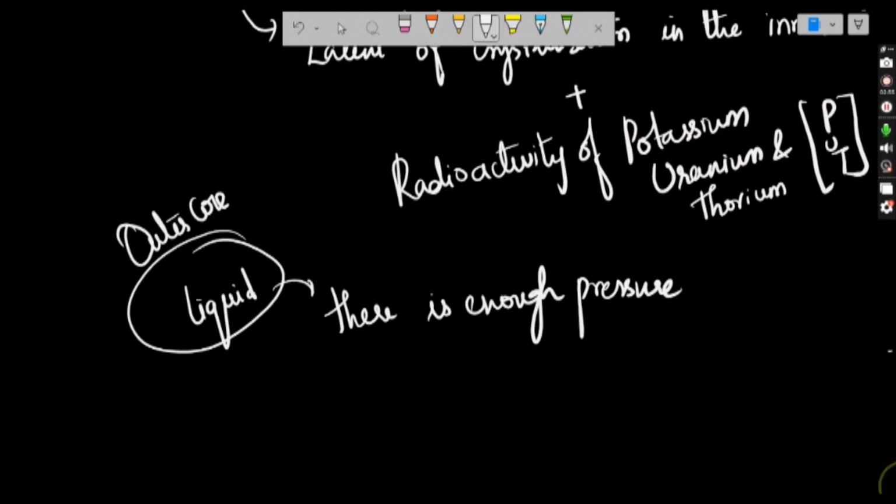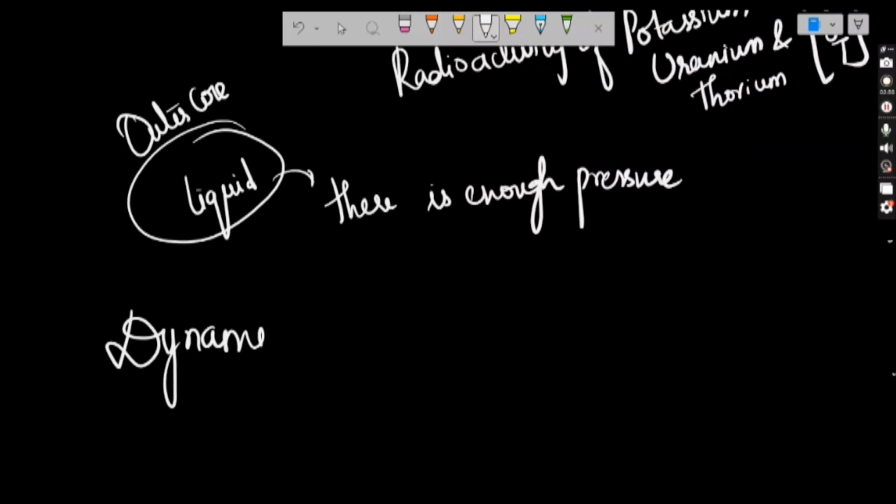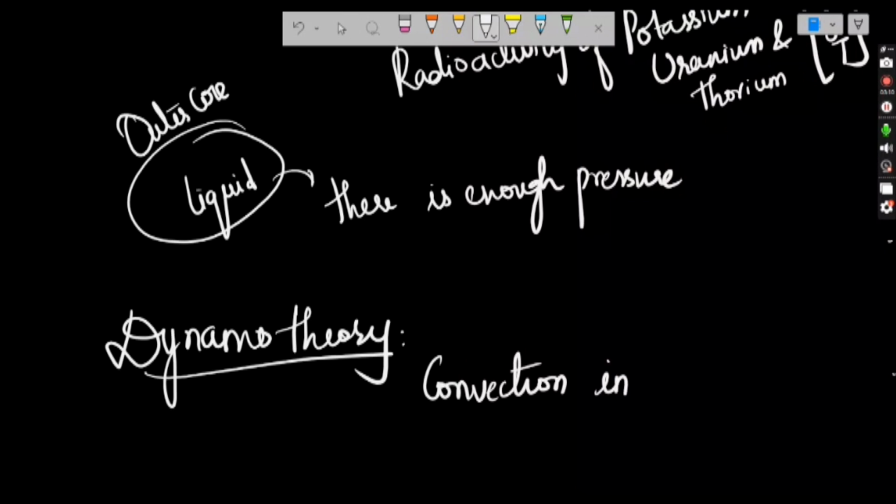And there is one theory called dynamo theory. So this is a prelims focus thing. According to dynamo theory, what this theory says is convection in the outer core. We can see that in solids conduction happens, but in liquids or fluids convection happens. In solids, if you heat it, layer by layer heating happens, and heat will flow from high temperature to low temperature.